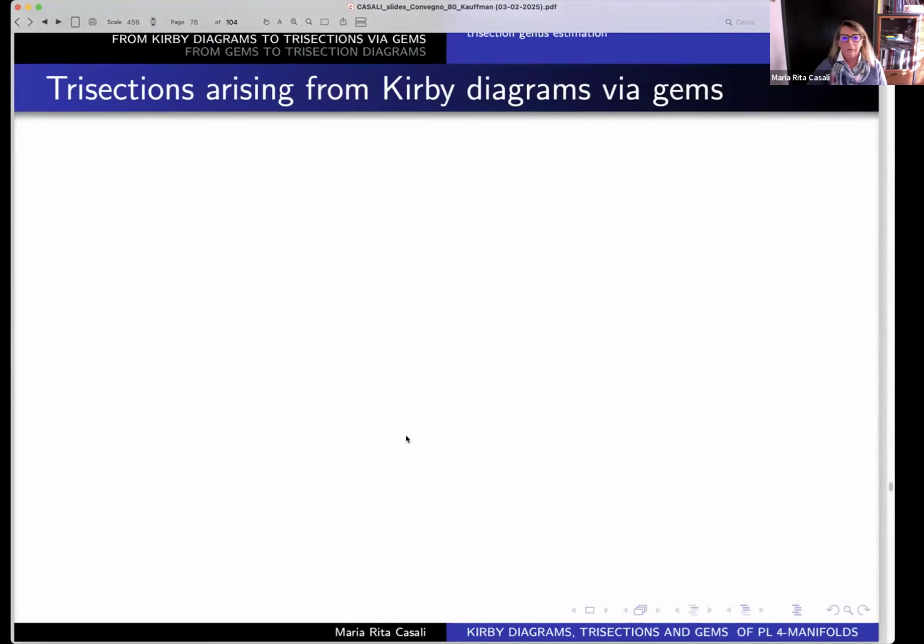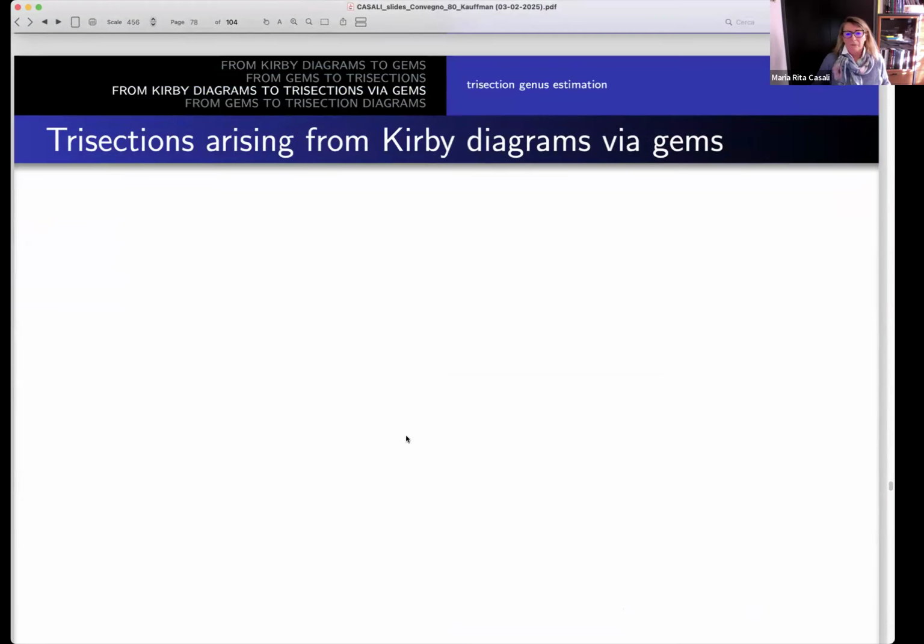Well, if it is possible, I would like to explain that till now we have seen how to pass from Kirby diagrams to gems through an algorithmic procedure, and then how trisection can arise from gems, either directly or indirectly. And hence it is natural to investigate the double passage from Kirby diagrams to trisections via gems, to search if it is possible to combine the obtained results.